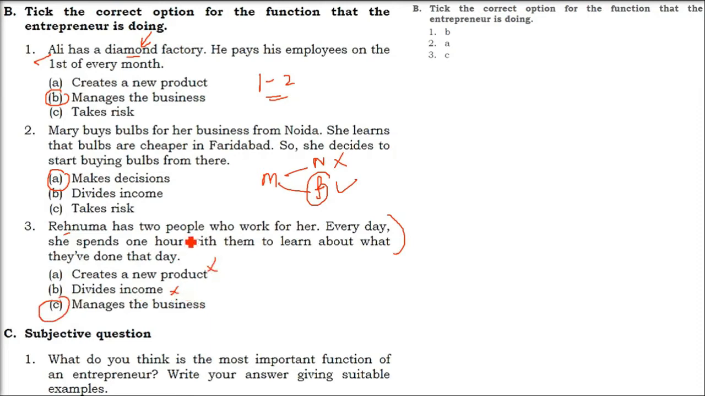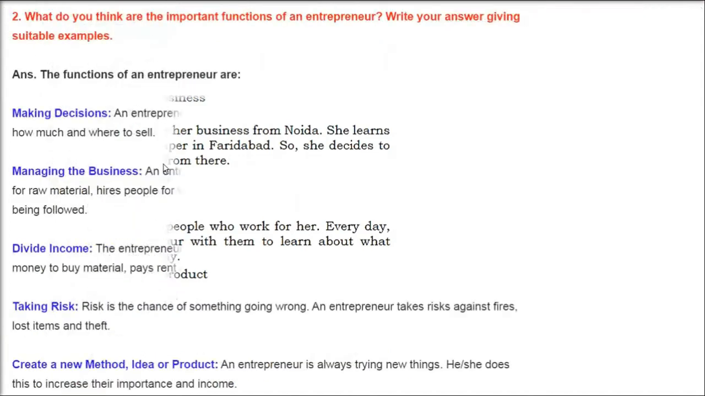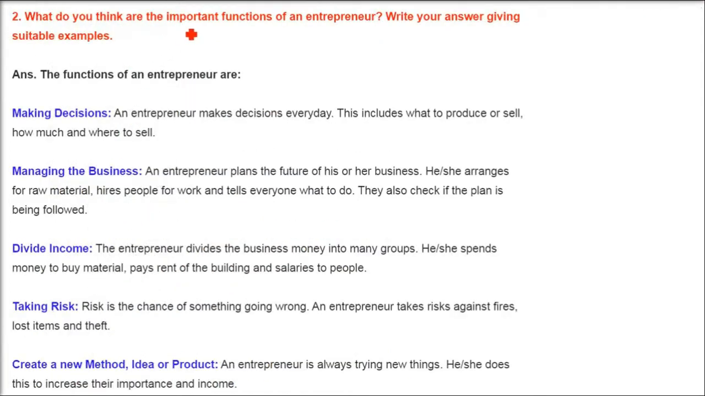Maybe creating a new product or dividing income, maybe she might be doing, but here in this particular scenario, she is managing the business. Now there is a subjective question. As in the chapter, we have discussed all the content, so I'll just go through it. What do you think are the important functions of an entrepreneur? Write your answer giving suitable examples.